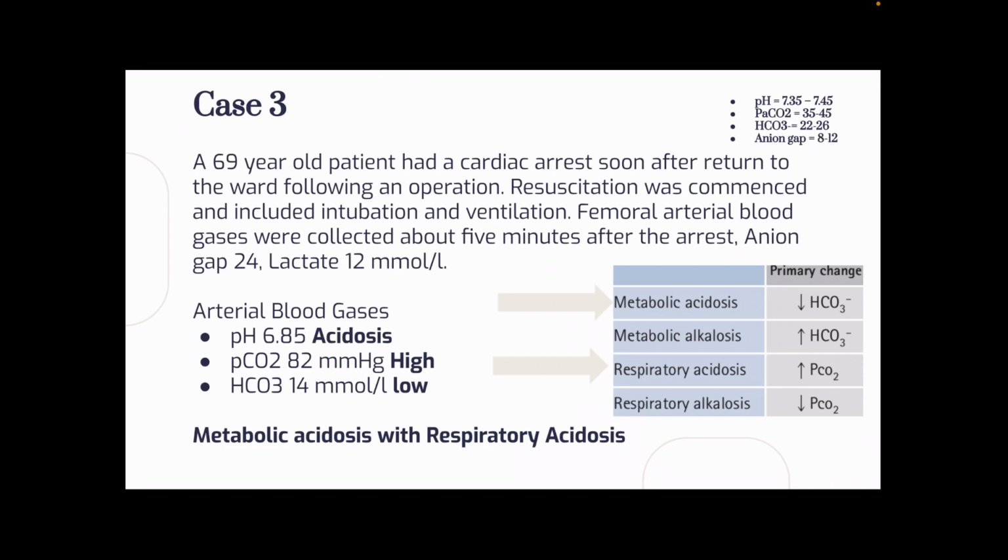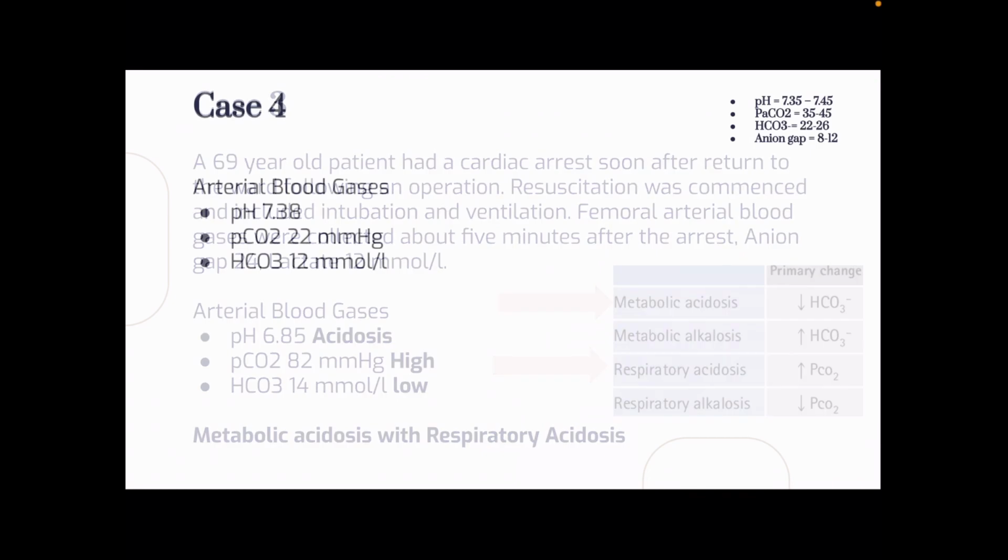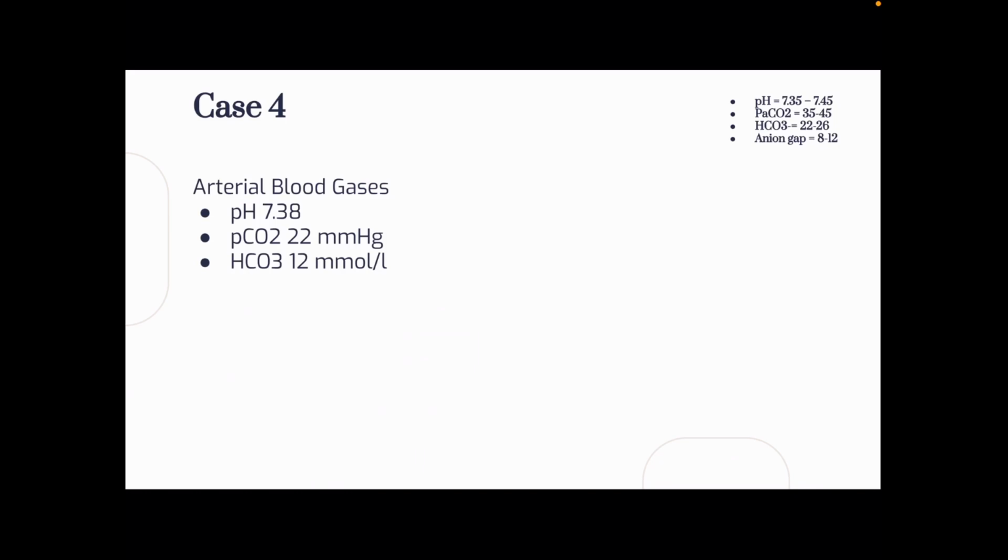As you can see here, the primary changes are both strong enough. So here in case 4, the arterial blood gas shows a pH of 7.38. So this is normal. You may say, why do we bother? Well, look at the CO2. CO2 is 22. And the bicarbonate is 12. So the bicarbonate is low, with CO2 also low.